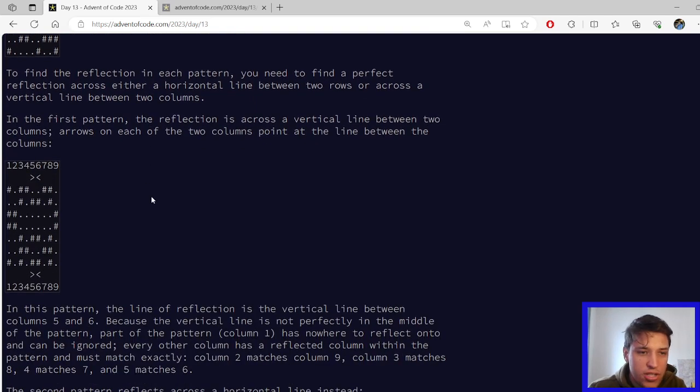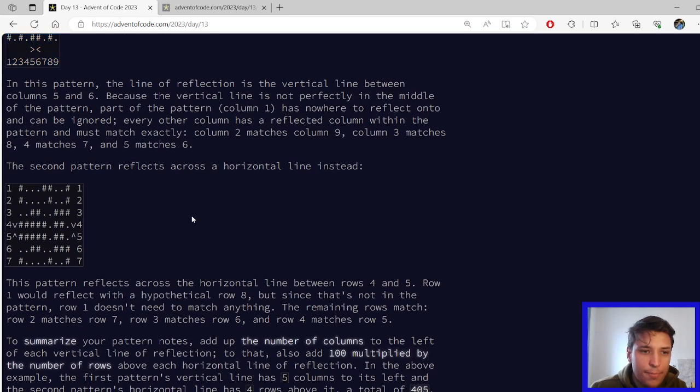So for example, for the first input pattern, it turns out there might be a mirror between position 5 and 6, and everything to the left always looks like a reflection of the positions to the right of the mirror. Similarly, in our other input pattern, it looks like there's a mirror between line 4 and 5. So line 4 is equal to line 5, and line 3 is equal to line 6, and line 2 is equal to line 7. So it's likely that there's a mirror between line 4 and line 5.